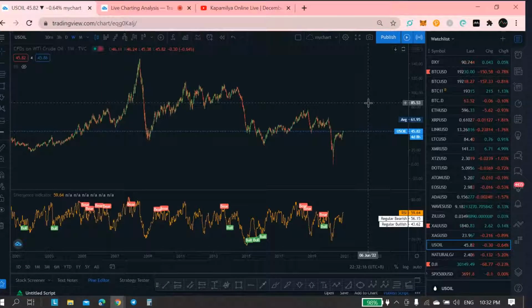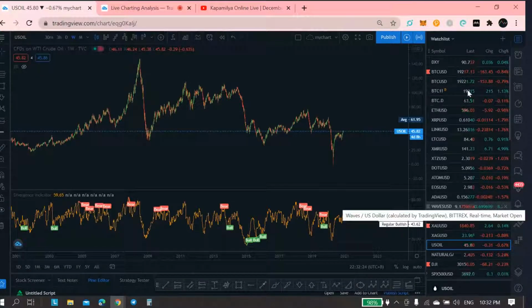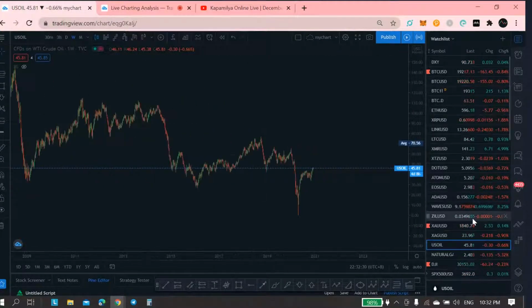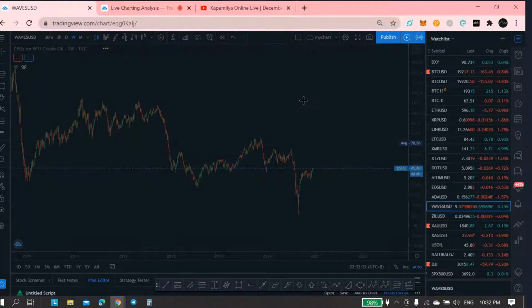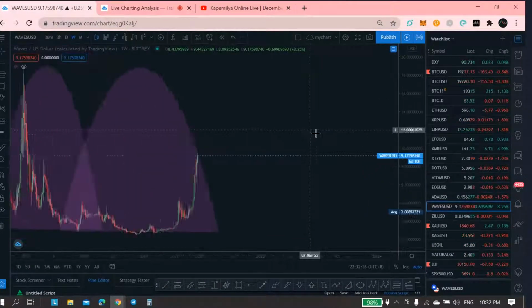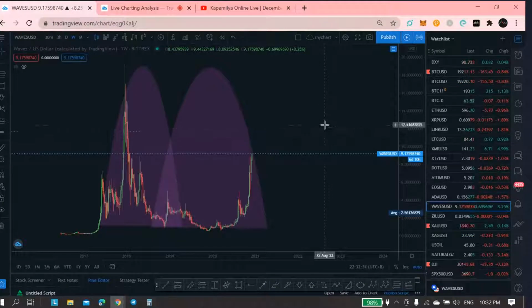So I think that's it. I think I cannot share anything more. Oh, Waves is still performing better at the moment. Wow. Actually, I also had Waves before. I don't know if I still have Waves in my Waves wallet. But this is what I'm looking at for Waves.